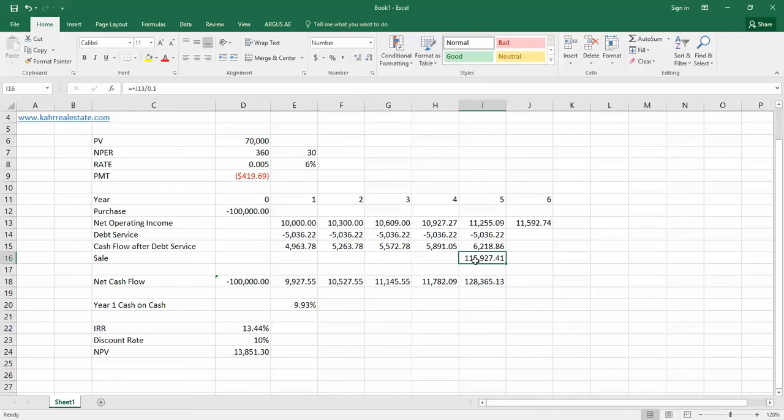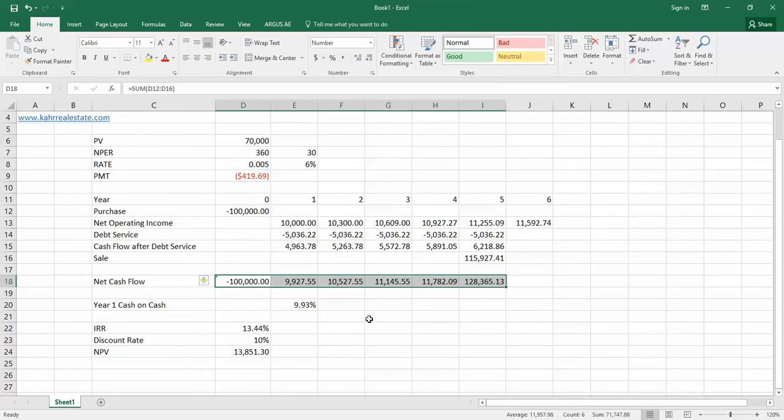And then it's sale. I'm selling it based on year six's NOI, year six's net operating income. And I'm just using a 10% yield on that, 10% cap rate. Anyway, line 18, we've got a stream of cash flow.